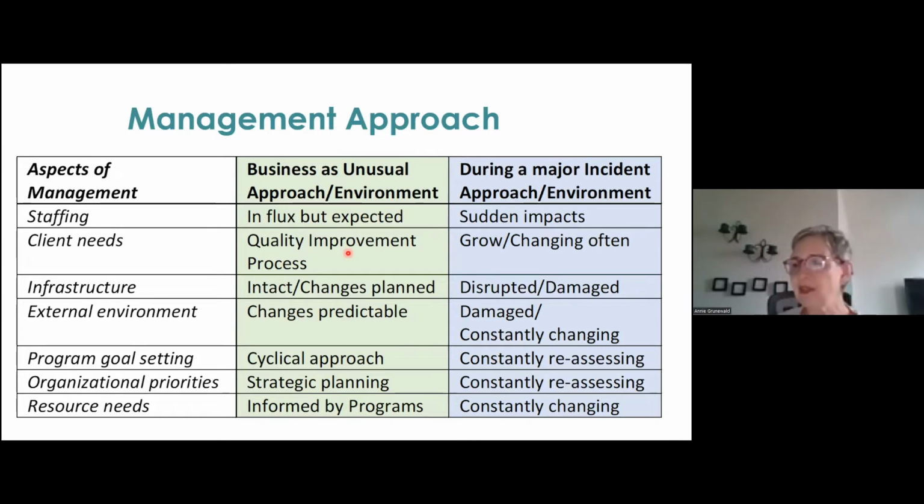Infrastructure, same thing. You could lose facilities. You could have all kinds of different supplies that you need. Look at PPE that all of a sudden everybody was grappling to find. And then the external environment is a big one. It's changing all the time too. So your needs are changing, your internal environment is changing, and the external environment is constantly changing.